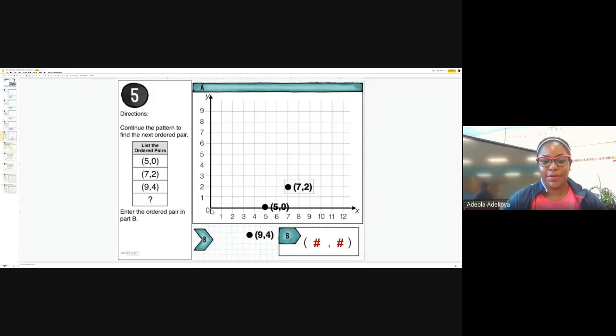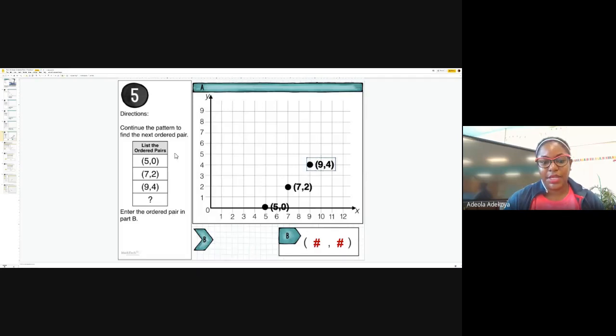The next one is 9, 4. So I'm going to count 9. 1, 2, 3, 4, 5, 6, 7, 8, 9. And then I'm going up 4. 1, 2, 3, 4. And that's 4 on the y-axis. All right. 9 on the X and 4 on the Y. I'm going to grab this ordered pair point and bring it to its exact correct location.